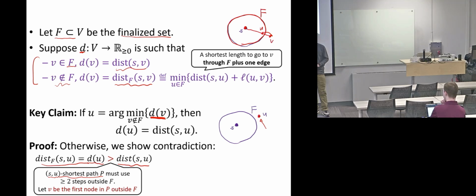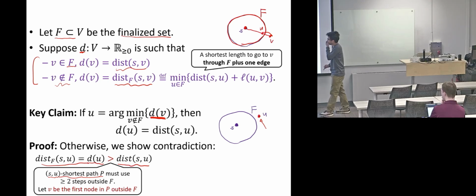Clear? Yeah, I guess I don't fully understand. So you're saying that when you say the F set, the finalized set, it's 1 step outside of that finalized set to get to U. Why are we allowed to take that 1 step outside of the finalized set? Because I thought that U had to be contained within the finalized set for this to be true.